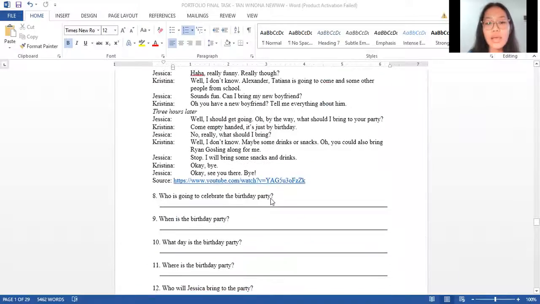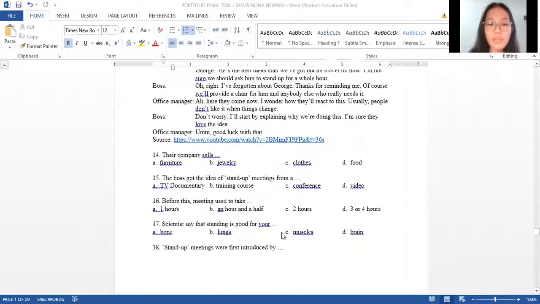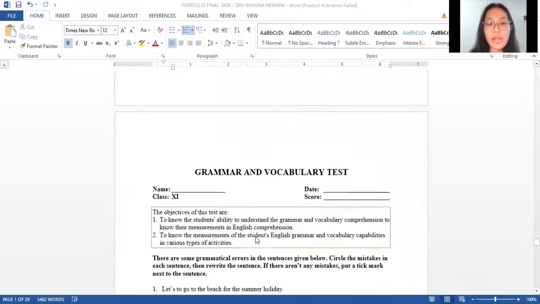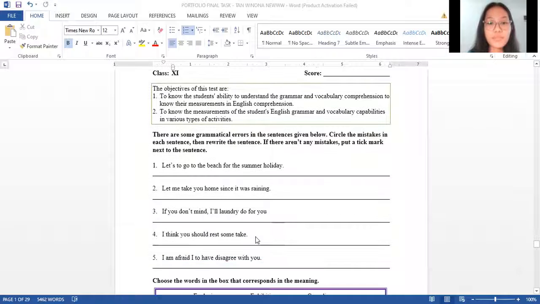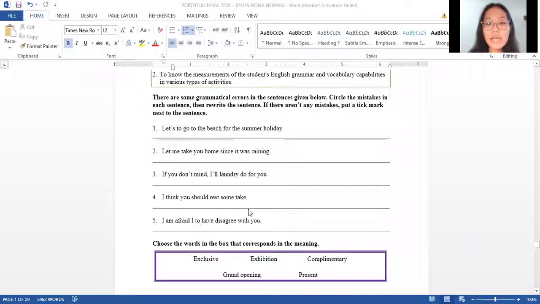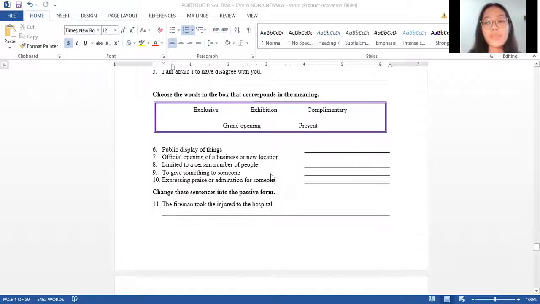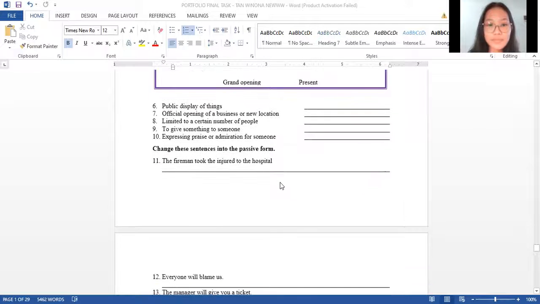Gap filling. And then this is short answers. And this is for multiple choice. And then next we come up to the grammar and vocabulary test. And this is a short answer. You have to rewrite because there are grammatical errors in these sentences. And then this is for the matching.